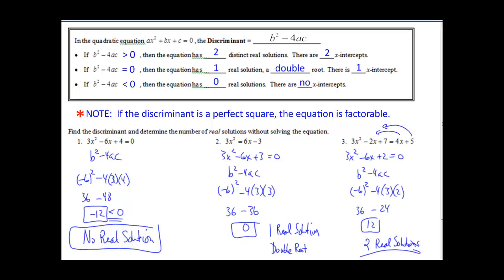Hey, welcome back. Remember the discriminant is b squared minus 4ac. Whenever we're working with quadratics and we want the discriminant, again, move everything to one side and set it equal to 0. By plugging into the appropriate places, you should have gotten negative 12. Negative 12 is less than 0, so you should have no real solutions, no x-intercepts. Number 2 was equal to 0, so you get one real solution, a double root. And for number 3, you should have gotten 12. We can take the square root of 12, so we're going to get 2 real solutions. They may be rational, they may be irrational.